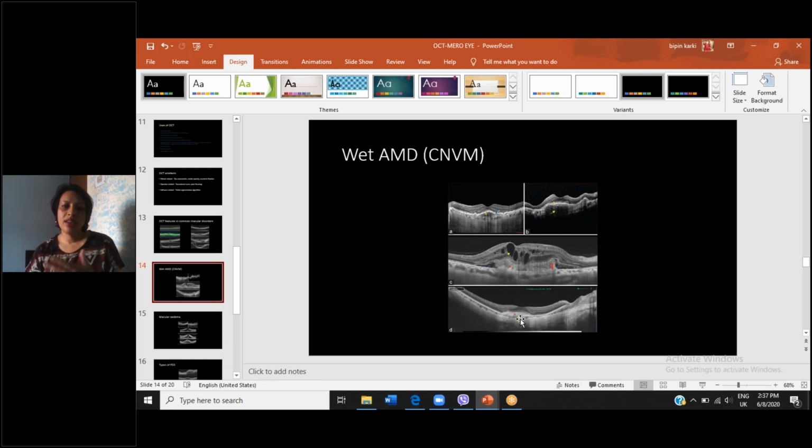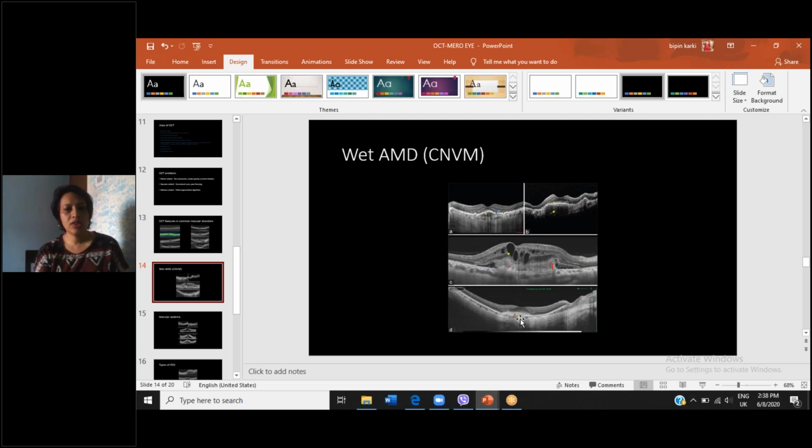So back in previous days, when we didn't have OCT, we had to rely on fluorescein angiography, the invasive procedure, to diagnose wet macular degeneration, and then to decide whether or not to start any treatment. And after starting treatment, again, you had to do fluorescein angiography to see whether or not the treatment was responding. So it was very much an invasive thing back in those days, but not anymore.